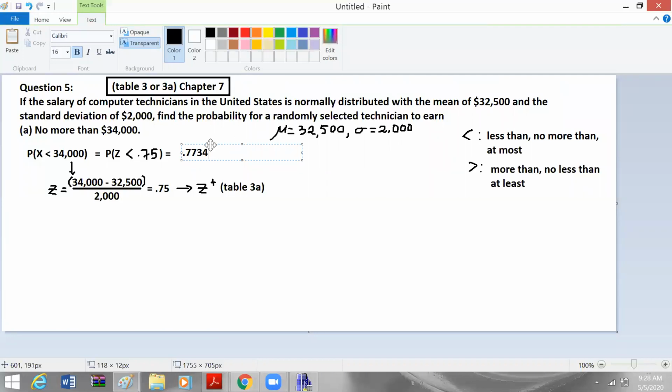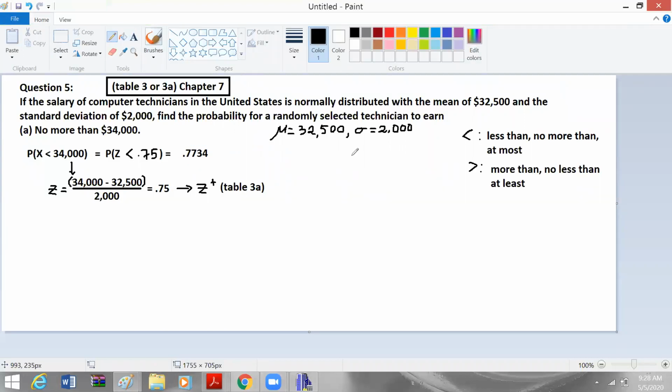Okay, and that's pretty much it. Do we have to subtract from 1? The answer is no, because when you have a sign less than, then that'll be the final answer, P. Whenever we have a sign greater than, then we're going to take 1 minus P. Okay, 1 minus P. As simple as that. So, that'll be the final answer.